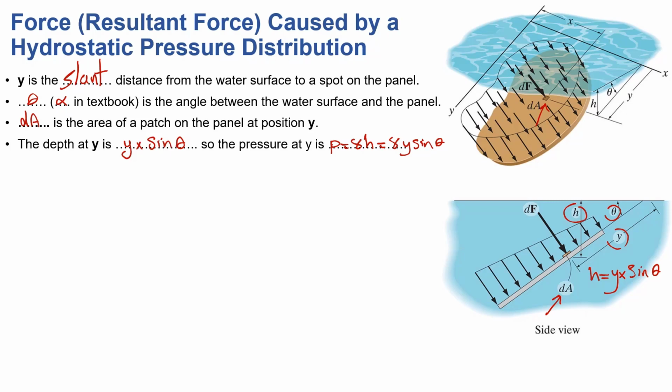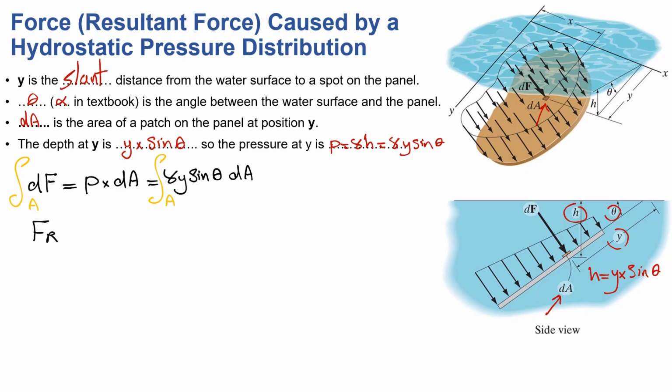Now, the resultant force on the differential patch can be written as dF equals pressure at that point times dA, which is the differential area of the patch. I already calculated the pressure at that point, so I'm going to replace it: gamma y sine of theta times dA. Now, this is the differential force only on that patch. However, over this panel, I can have many of these differential forces. So in order to calculate the resultant force, I need to simply integrate both sides of this equation over the area of the panel.